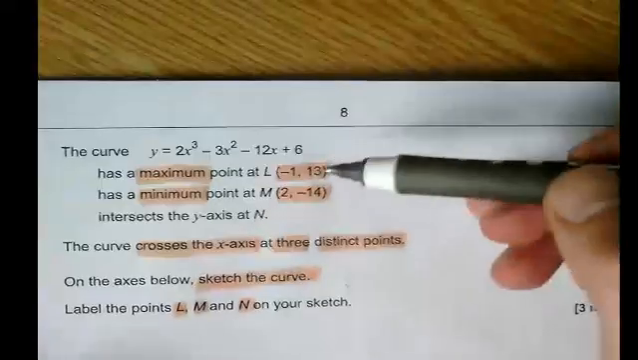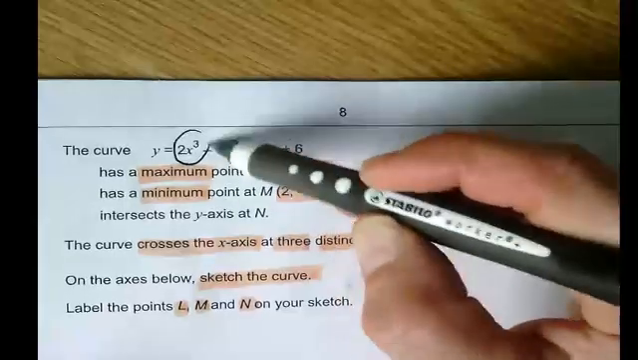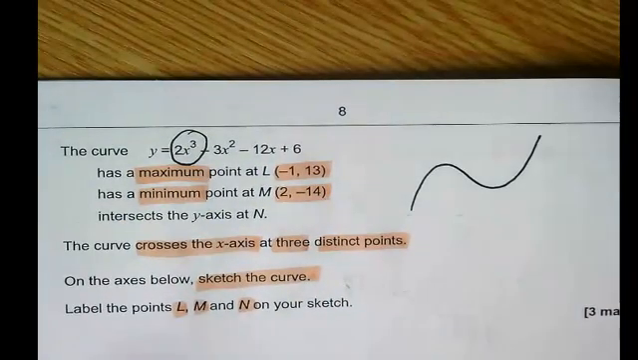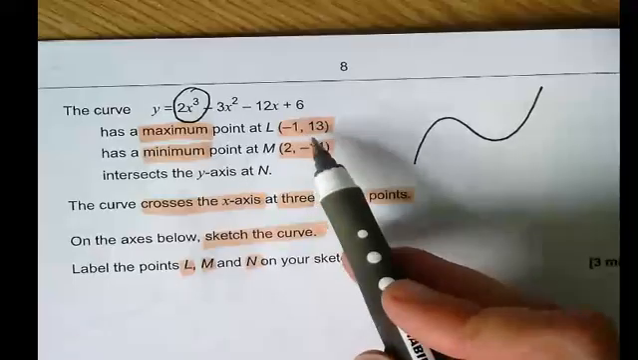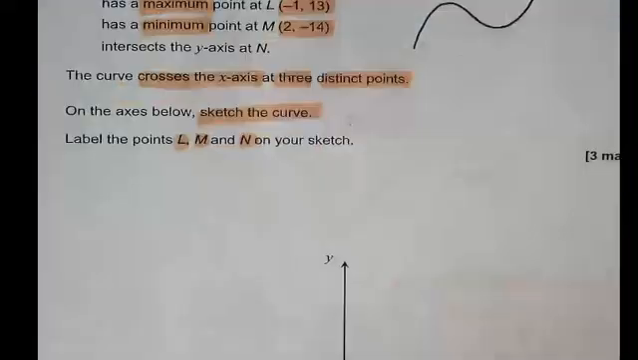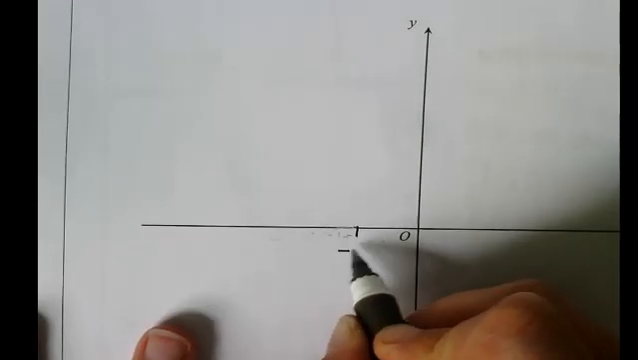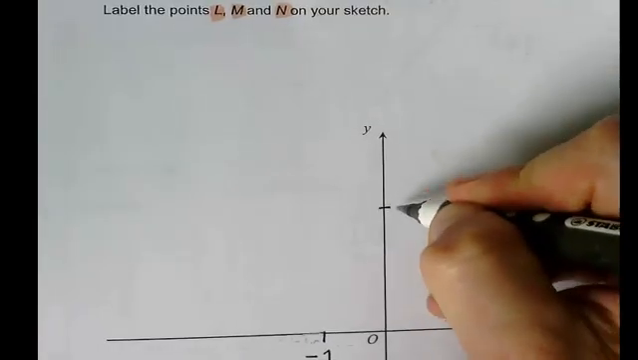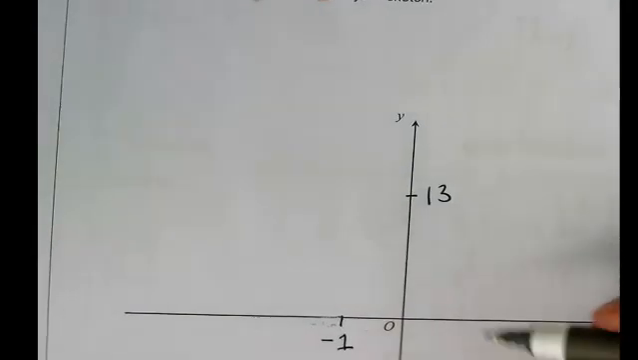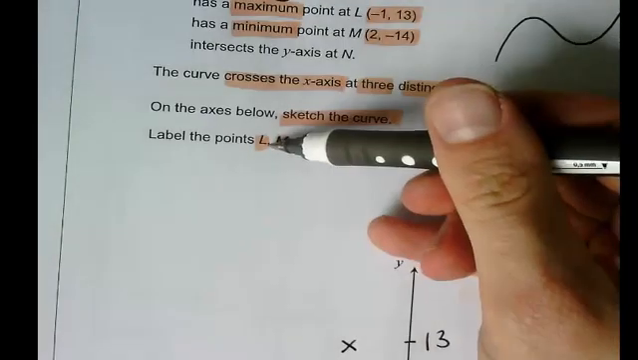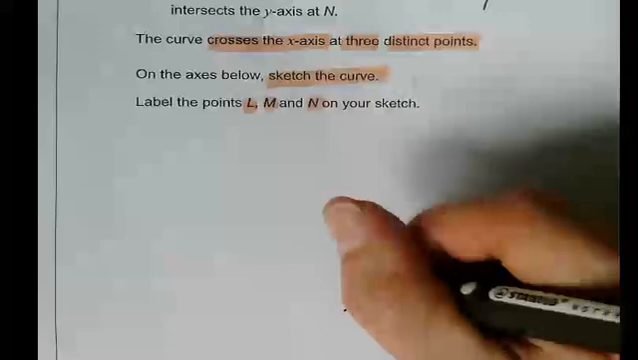I'm going to start by thinking about the shape. This is a positive cubic, which means it's got this kind of shape. It tells me it has a maximum at (-1, 13), so I'm going to plot that on my sketch. So -1 is going to be somewhere around here, 13. Don't worry too much about the scale. It just needs to be in the right quadrant. And it tells me to label L, so I'm going to put an L there.